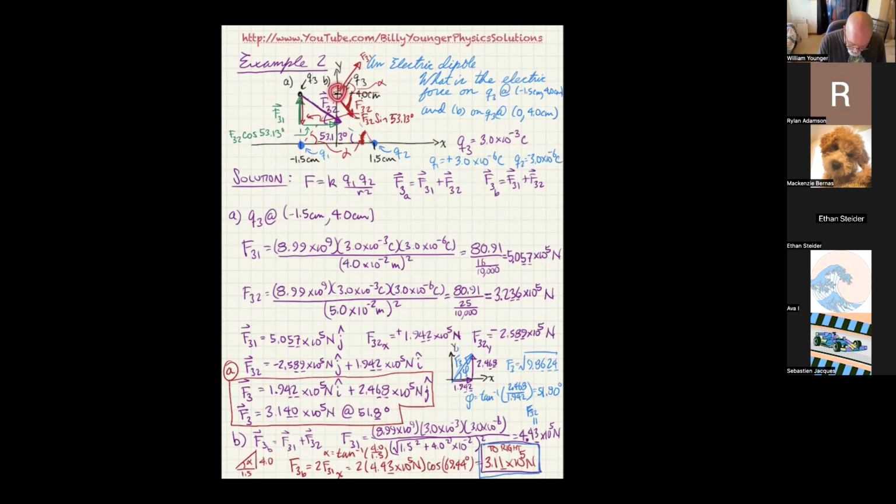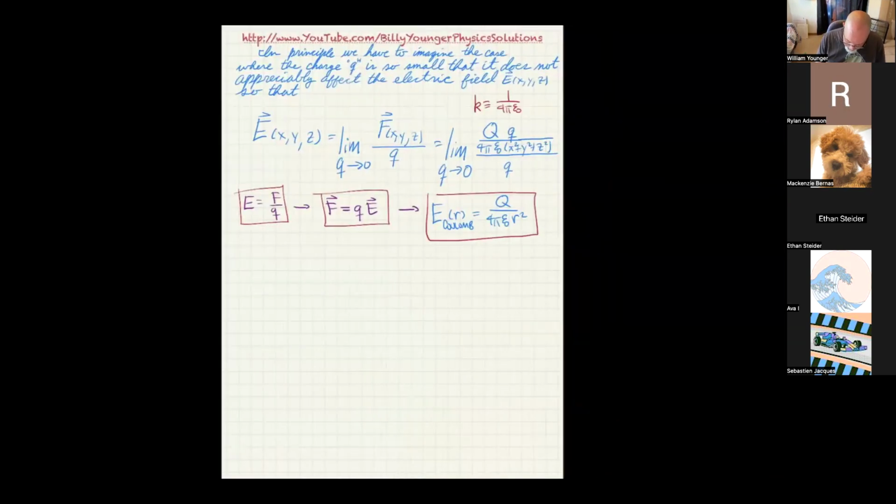I could also do it for this spot here, which we call spot B. Again, it'd be the exact same magnitude because I'm just dividing the force, which in this case would be 2 times 4.43 times 10 to the fifth times cosine of all this. I'm going to take this number, 3.11 times 10 to the fifth, and divide it by 3.0 times 10 to the negative third. And that's going to give me the magnitude of the electric field at this spot in newtons per coulomb. And in fact, the direction would be to the right. So hopefully that's enough to set it in there.